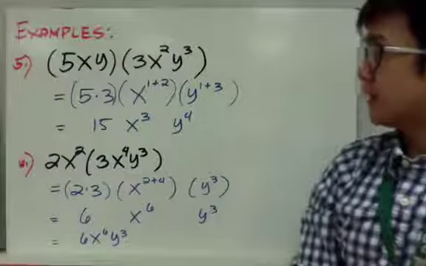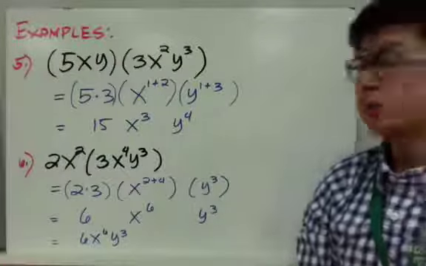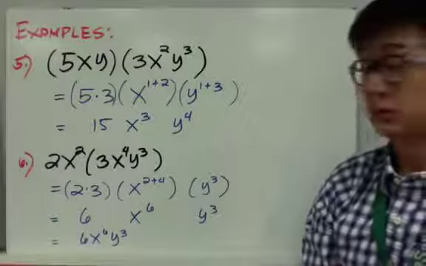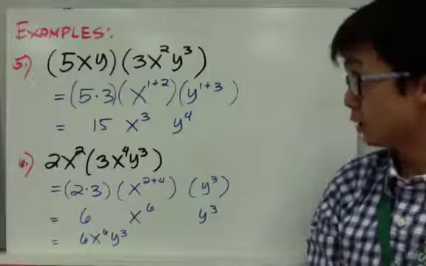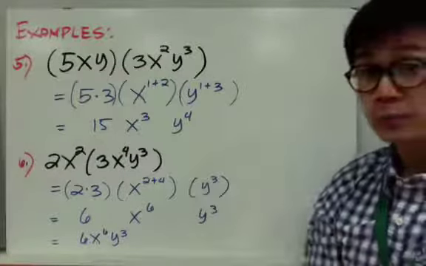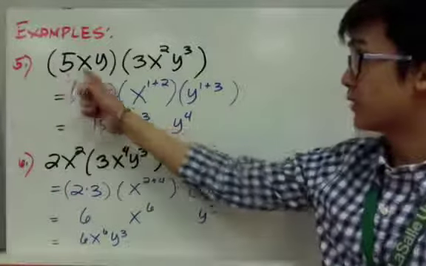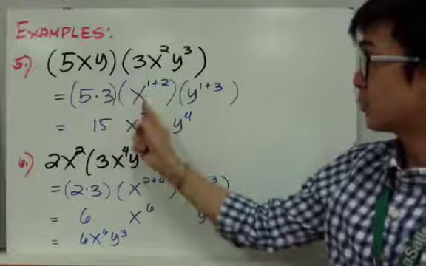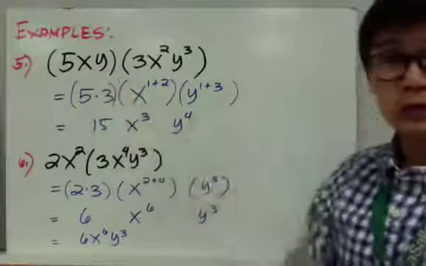So in 5 and 6 naman, mag-multiply naman tayo ng separate expressions. So we have 5xy times 3x squared y cubed. So dumadami na ngayon yung mga factors nyo. So meron tayong 5xy, meron tayong 3x squared y cubed, and to multiply them out, you multiply the coefficient. So yung 5 and 3, multiply mo. Yung x and x, multiply mo rin. Yung y and y, multiply mo rin.